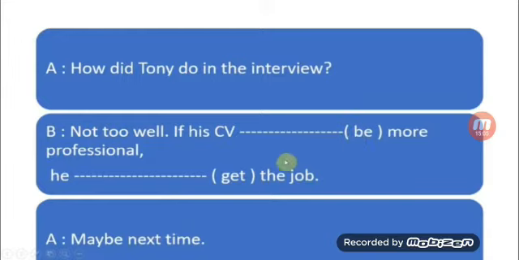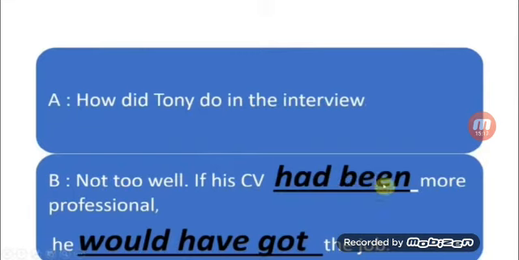We are going to correct the verb be and the verb get in the brackets. Let's see. Yes, not too well. If his CV had been, so the past participle of be is been, and we used had before it, had been. The second verb get will be would have got. Would plus have plus the past participle of get, which is got.